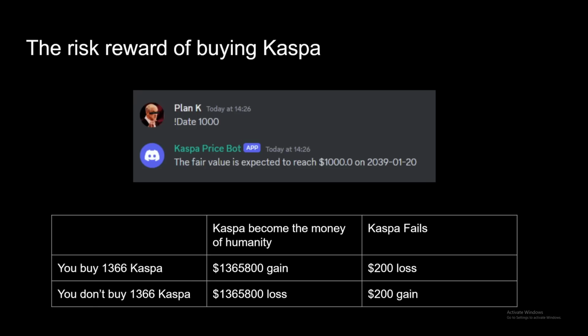And let's say you do buy 1,366 Kaspa and Kaspa does fail, then you've lost $200. But if you do buy 1,366 Kaspa and we do continue to follow the power law, then that is a gain of $1,365,000. And so really, when you look at the risk reward, the only optimal solution in this case is to buy the Kaspa just as a hedge to if it does become the money of humanity or not. Obviously, that is not financial advice. That is just how I see the current game theory and risk reward of Kaspa.